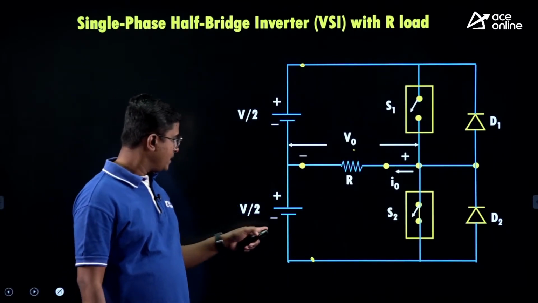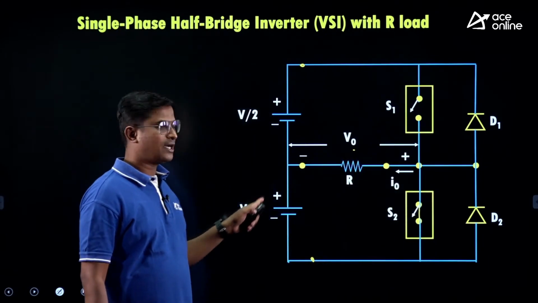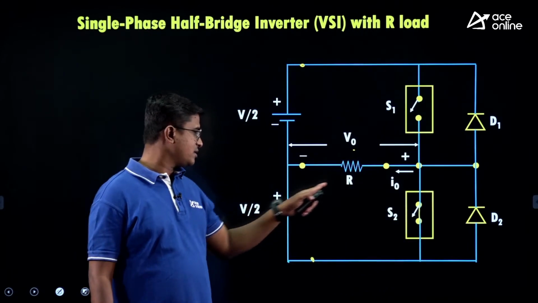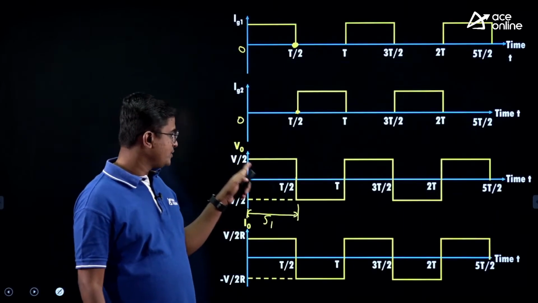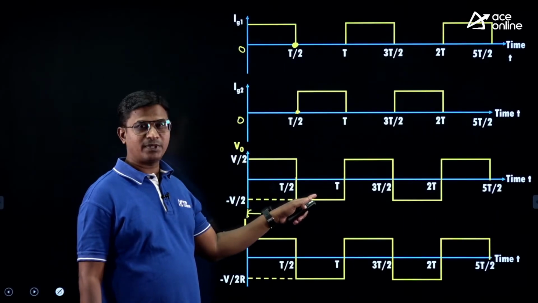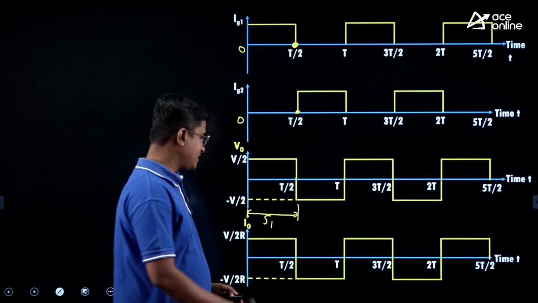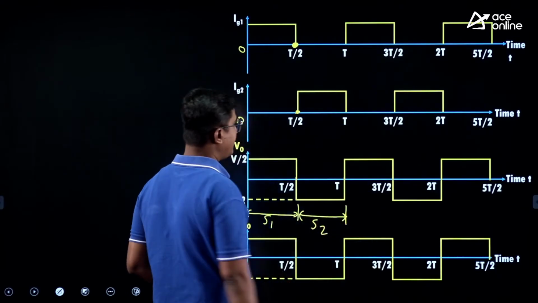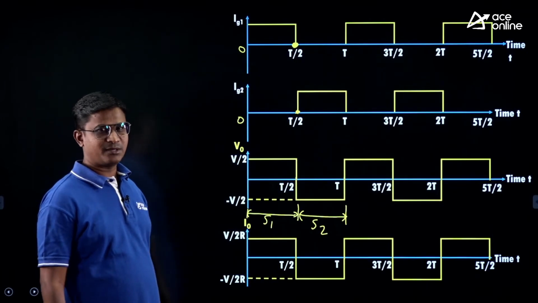How will the current flow? Current will flow like this: V by 2, load, S2, and again back to the V by 2. Alright, like this the current will flow. You can apply KVL, you will get V0 is minus V by 2, negative pulse, and I0 is minus V by 2R. Which switch conducts here? Here switch S2 conducts. And after capital T, again the same cycle will repeat.